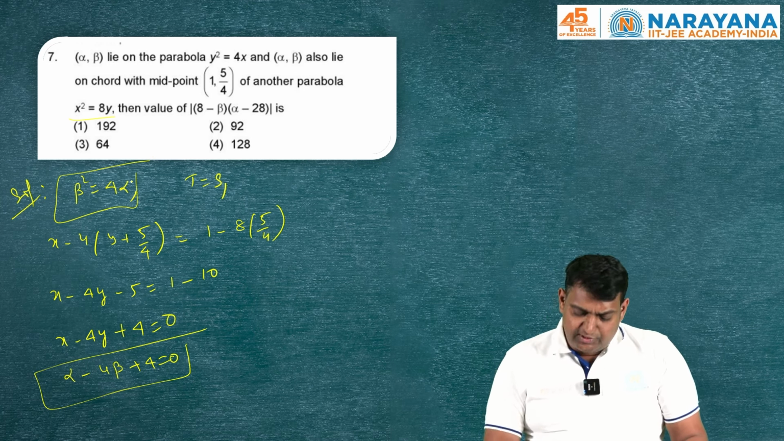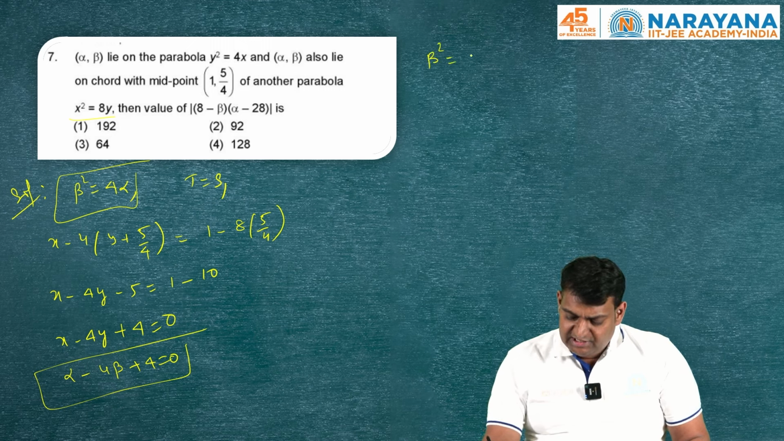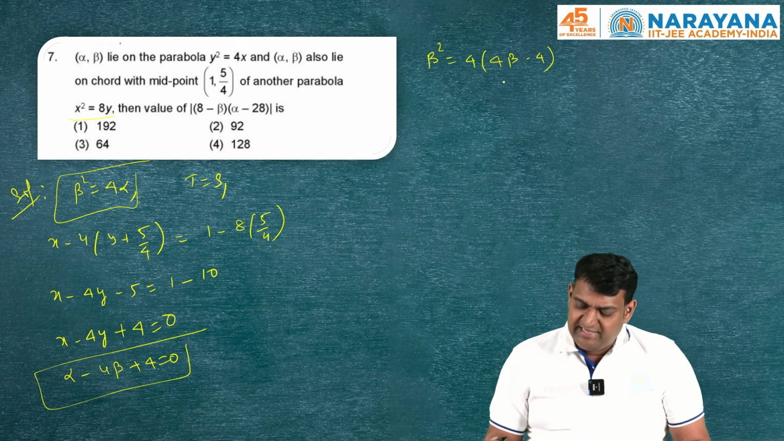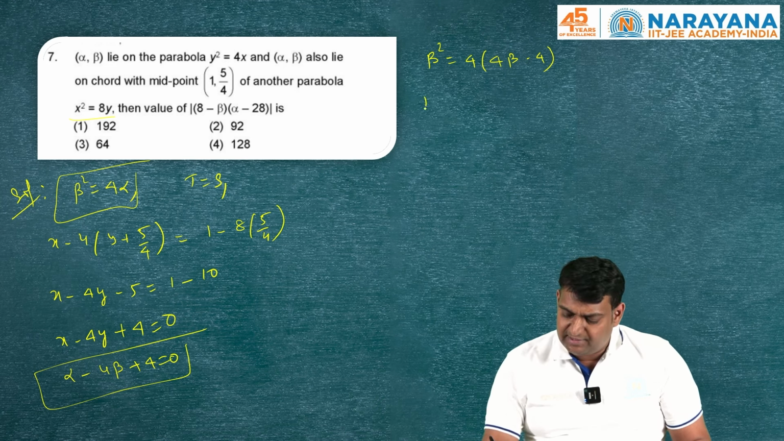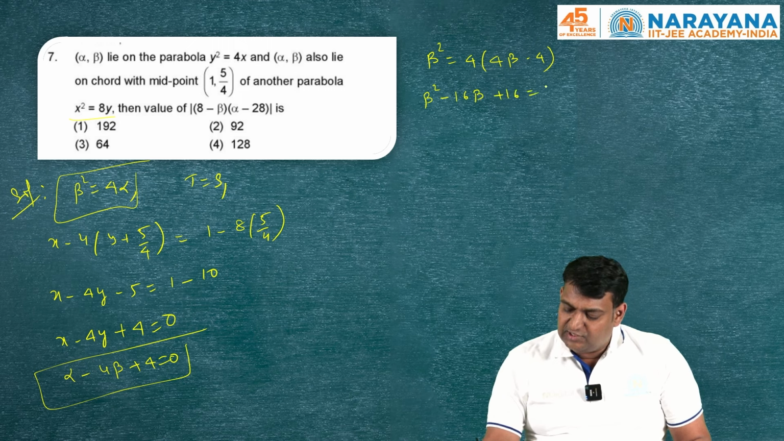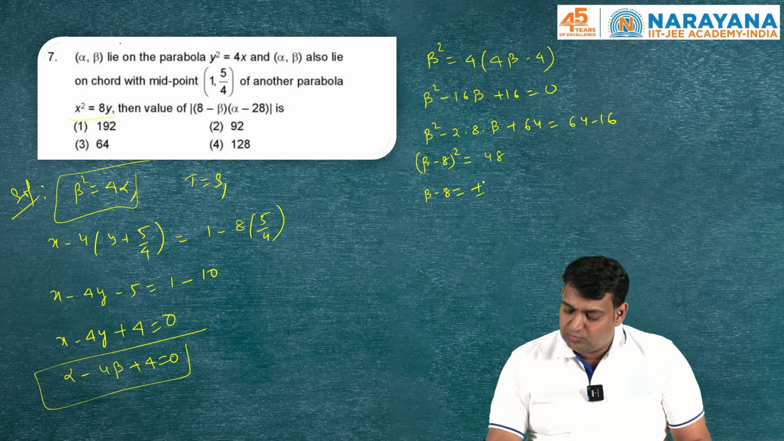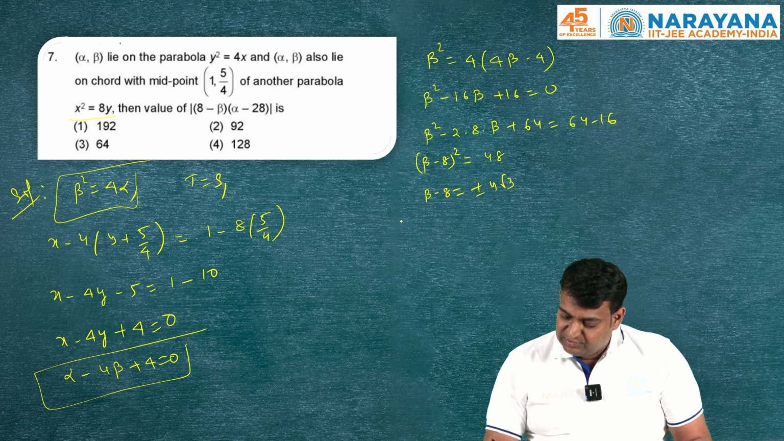Two equations, two unknowns. Substitute alpha from here. What you will get? Beta square is equal to 4 times alpha. What is alpha? 4 beta minus 4. Come on, simple equation. You can easily find the roots by using the formula. What you'll get here? Beta square minus 16 beta plus 16 equal to 0. So this is beta square minus 2 into 8 into beta plus 64 is equal to 64 minus 16, or (beta minus 8) whole square is equal to 48. So beta minus 8 is equal to plus minus root 48, 4 root 3. So beta is equal to 8 plus minus 4 root 3.